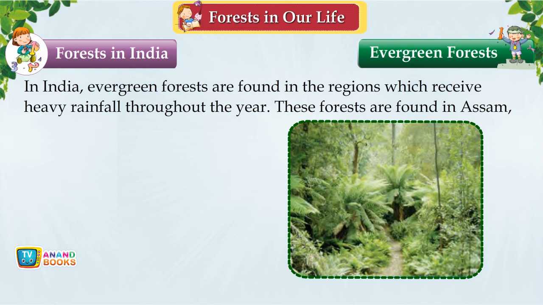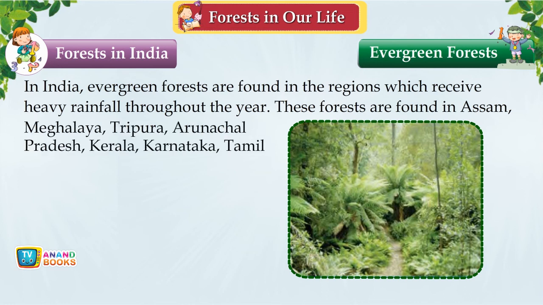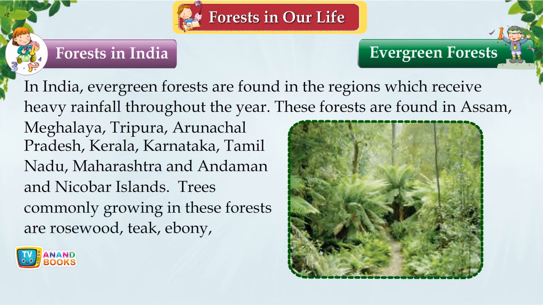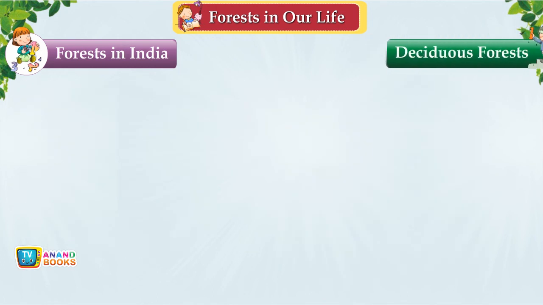These forests are found in Assam, Meghalaya, Tripura, Arunachal Pradesh, Kerala, Karnataka, Tamil Nadu, Maharashtra and Andaman and Nicobar Islands. Trees commonly growing in these forests are rosewood, teak, ebony, mahogany and bamboo.